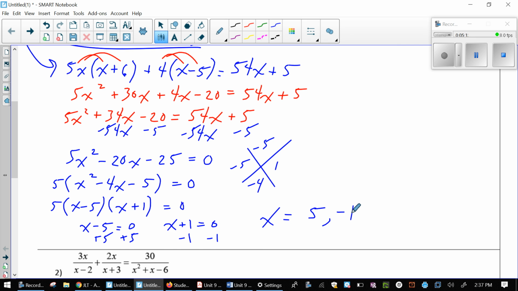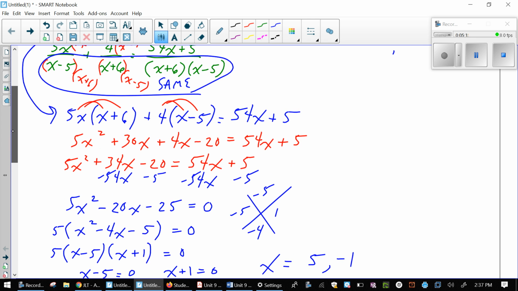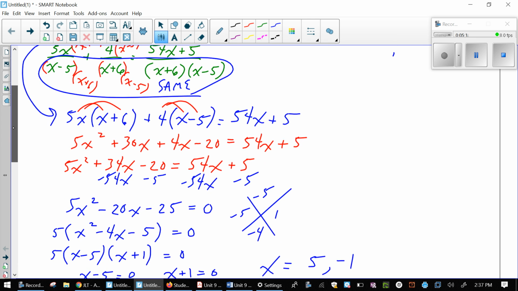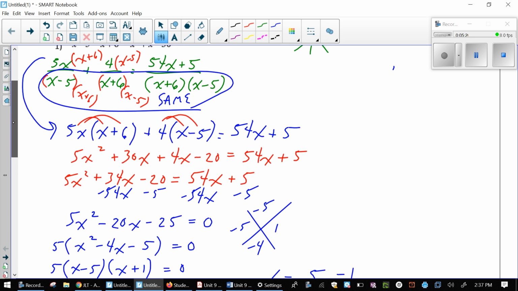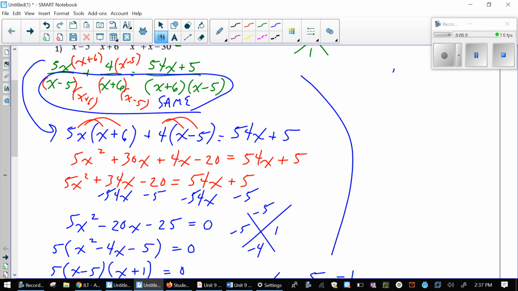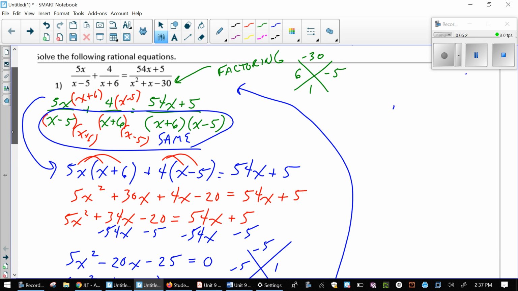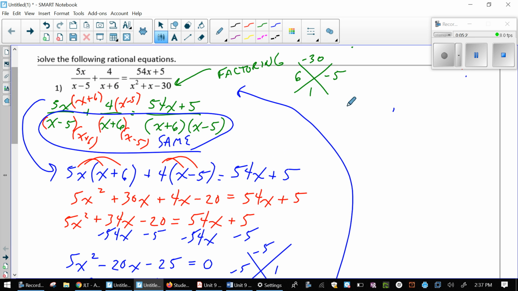We have to go back and check that original equation and see if I plug either of these in, do I get a 0 in the denominator? So go back, plug these guys into those original denominators, okay? And we can see that when we plug in x equals 5, that first denominator equals 5 minus 5. That's exactly what we cannot have happen.